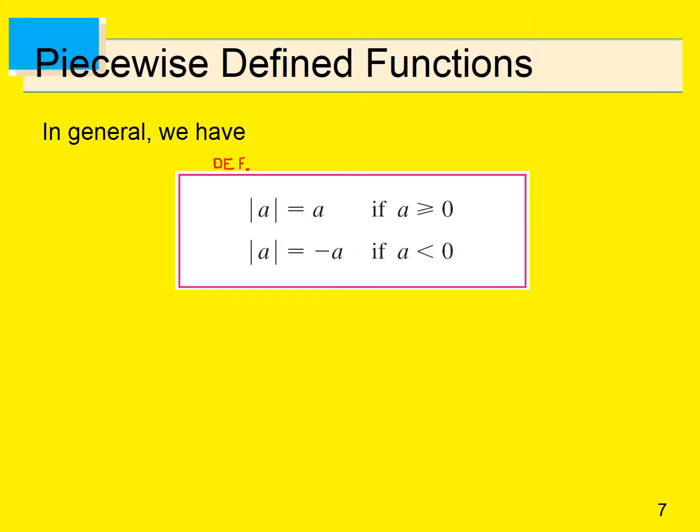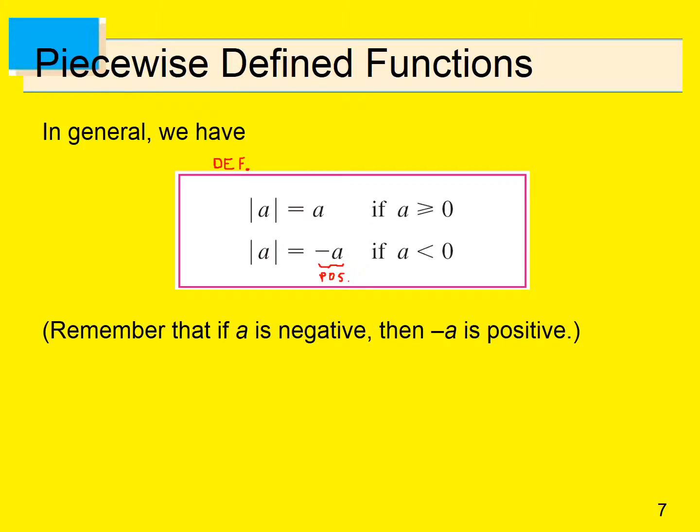And you're like, wait a second. You can't have a negative. Absolute value can't be negative. And so what's up with the negative a there? Well, thing is, that negative a is positive. If a is negative, and a is less than 0 in the bottom rule, if a is negative, negative a is positive.